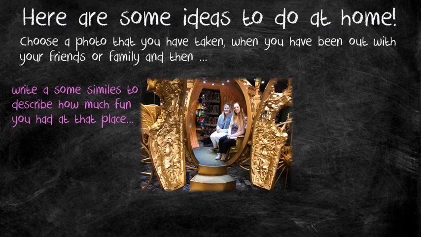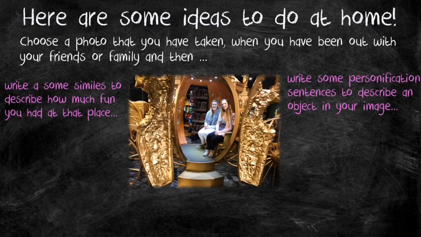So you could choose a photo that you have taken when you've been out with your friends or your family. So here in the middle is a picture of me and my friend who is also a teacher when we went to London and we went to the Disney shop because we're big kids really, and this is us sat in the golden carriage. So you could write some similes to describe how much fun that you had at the place that you've been to in your photo, in your image. Another idea could be that you could write some personification sentences to describe an object or a person in your image.